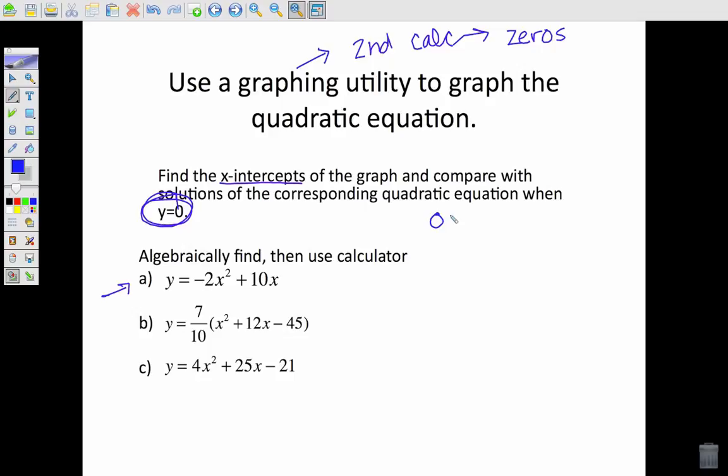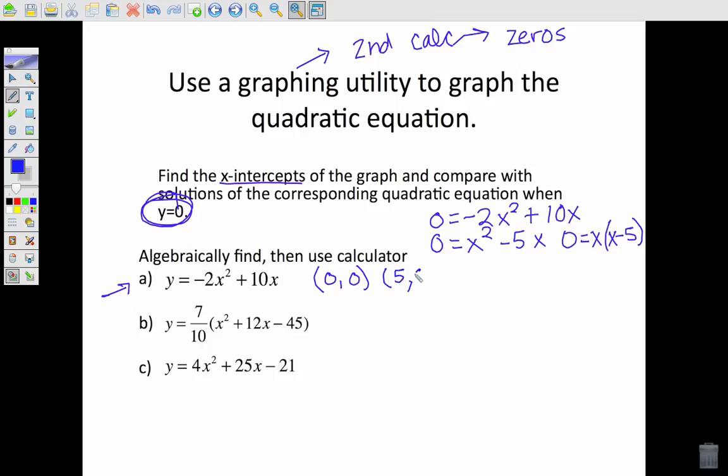So if I've got 0 equals negative 2x squared plus 10x, I'm going to solve this for x. And higher powers like this you can factor, if it's possible. I can divide all of these by negative 2, so it's x squared minus 5x. I'm going to factor this by taking out an x, so you've got 0 equals x times (x minus 5), which concludes that my x-intercepts are (0, 0) and (5, 0).